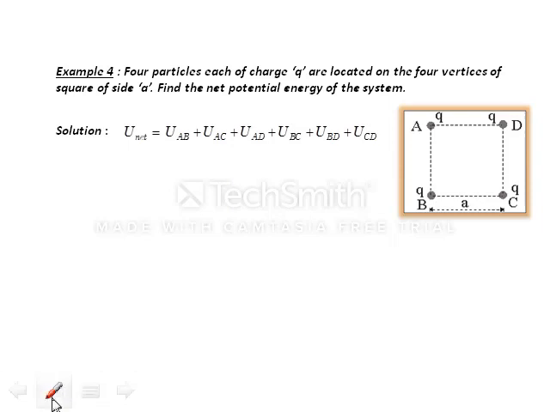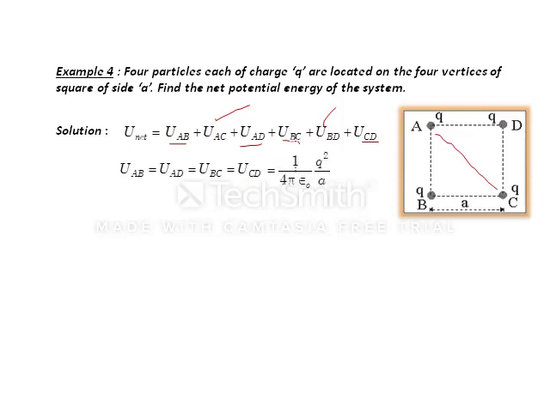Out of these 6 terms, you can note that there are a few terms which have the same value: AB, AD, CD and BC. Between A and B, the energy is K, meaning 1 by 4 pi epsilon naught Q square by A, the distance between them. Between AD, the same. BC, the same. CD, the same. So these four are the same, and this is 1 by 4 pi epsilon naught Q square by A.